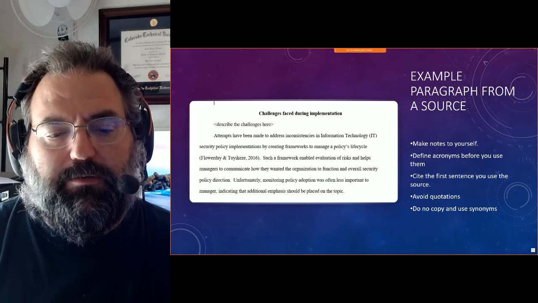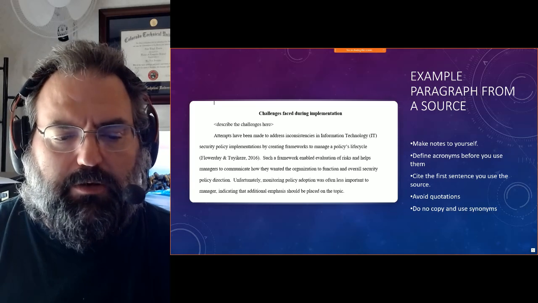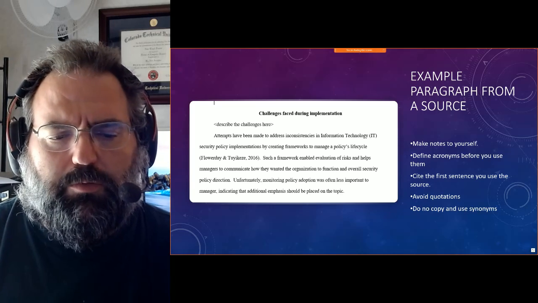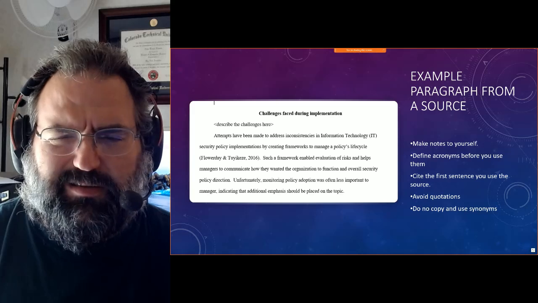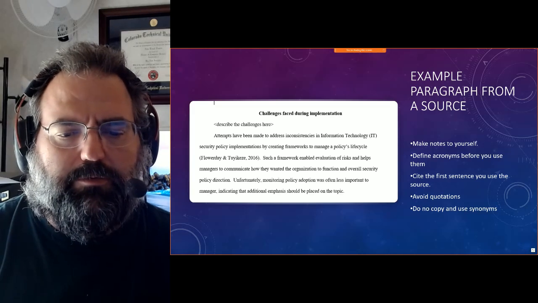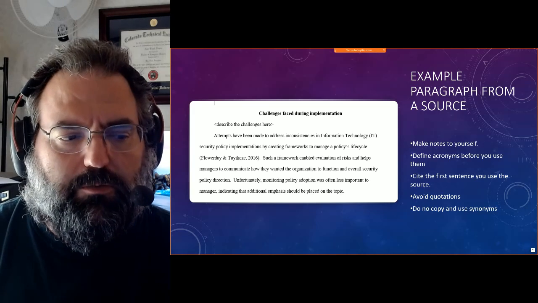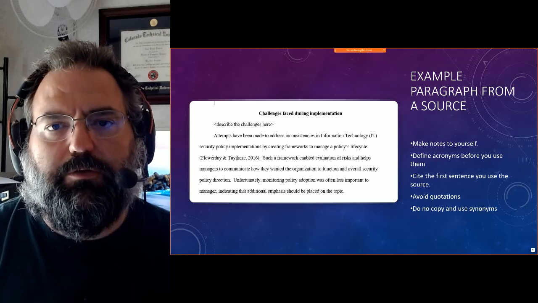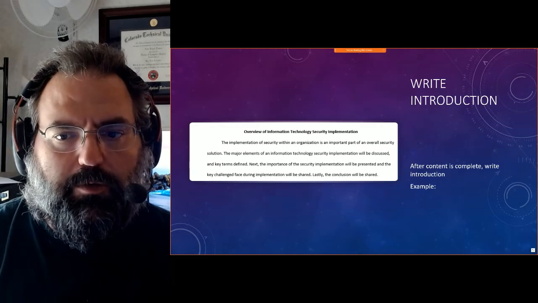Cite in the first sentence if you're making a claim. Typically speaking, avoid quotations unless it is under some really special circumstances. And if you do quotations, make sure that you do so in the appropriate format.